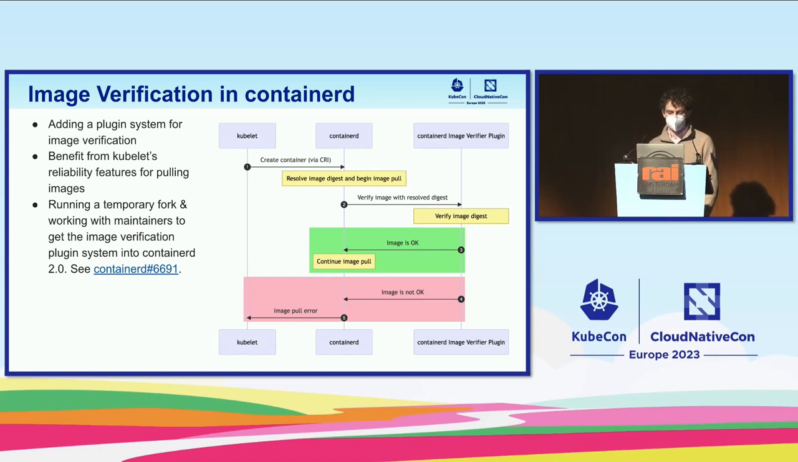So if the plugin returns a response saying the image is okay, or the signature is verified, for example, Containerd would continue the image pull as usual. Whereas if the plugin returns a response saying that the image is not okay, Containerd would bubble up an image pull error to the kubelet. Because the kubelet sees an image verification error as a type of image pull error, we benefit from all of the features in Kubernetes for pulling images reliably.